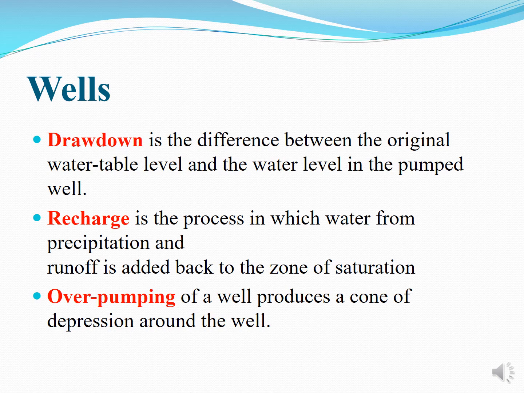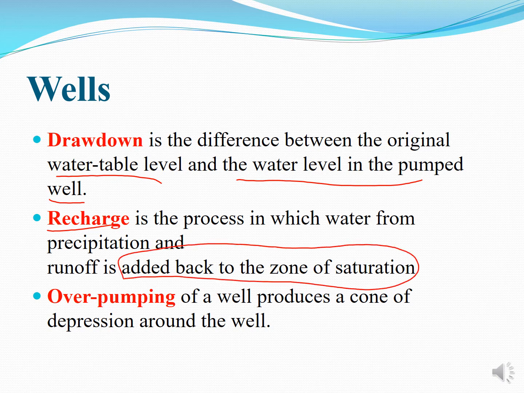So here are some key terms for wells. We have drawdown, which is the difference between the original water table and the water level that's pumped back into the well. We have recharge. It's the process in which water from precipitation and runoff is added back to the zone of saturation. So recharge is added back. If you're recharging something, you're giving it back. Like if you recharge your battery, you're giving your battery some strength. So you're giving this back to the zone of saturation. Overpumping is when it produces a cone of depression around the well. If you overdo something, or you're overwhelmed, you can feel depressed. So depression, overly doing something.